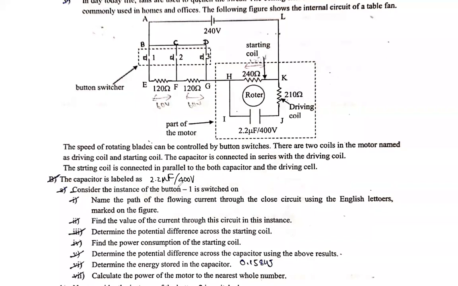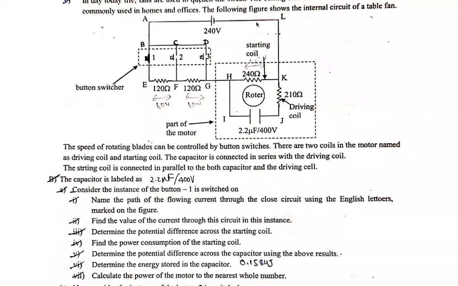Consider the instance when button 1 is switched on. So now button 1 is switched on. Therefore, I have to take button 1 in. That means this part is complete. This circuit is complete now. Button 1 is on, right? This circuit is complete. That means current will flow.